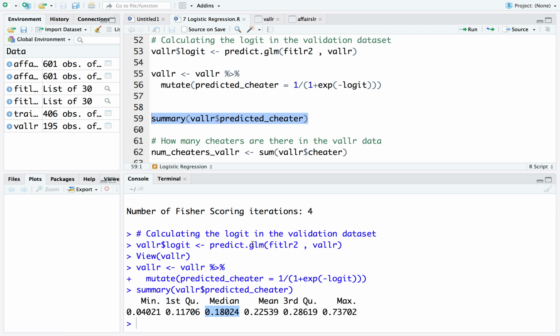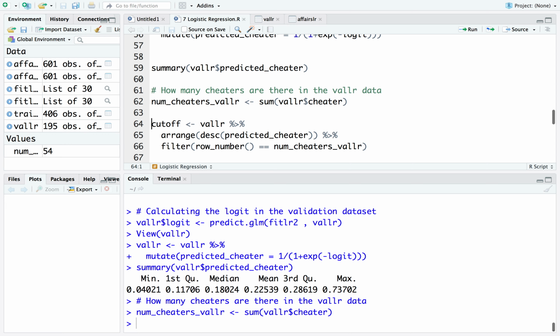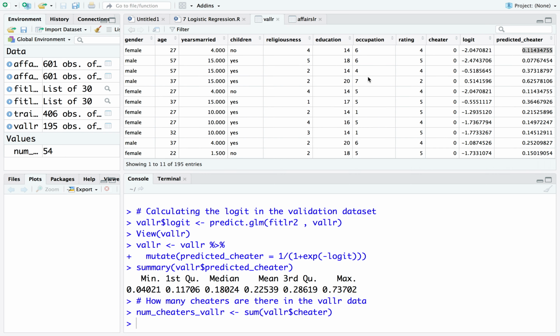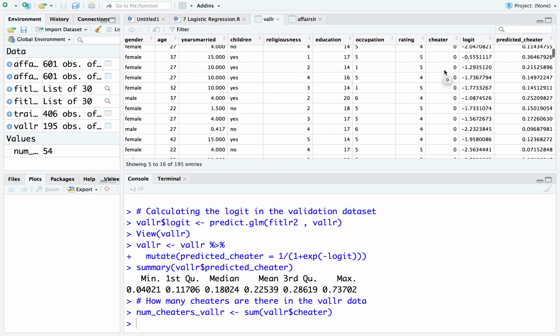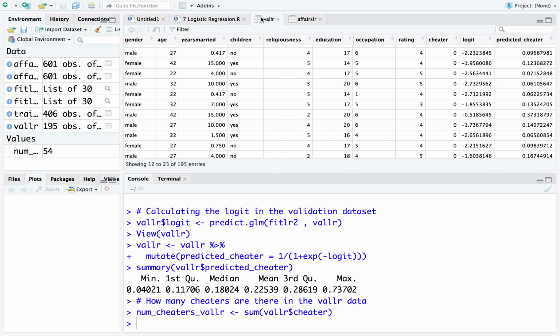But this is not good enough for me, because the question is, in the data set, are half the people cheaters? Let's take a look at how many cheaters there are. I do this, and it inserts into this object the sum of the variable cheater. Here it is, zeros and ones. If I sum up this column, it gives me the count of cheaters. There are 54 cheaters out of 195 observations, so it's much less than half the population.